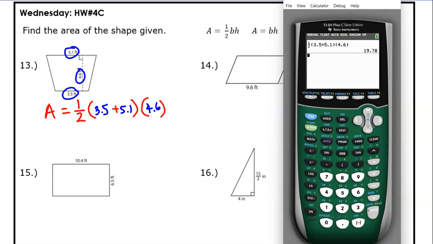So 19.78, so the area is 19.78 feet squared.